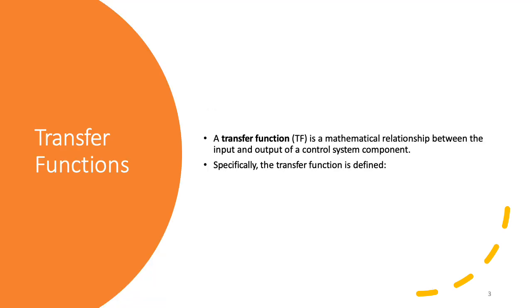A transfer function is a mathematical relationship between the input and the output of a control system component. Specifically, the transfer function is defined as the output divided by the input. It's expressed as shown on the screen.